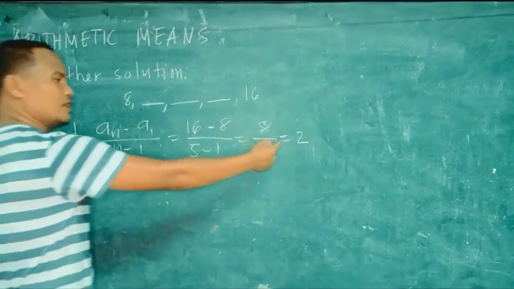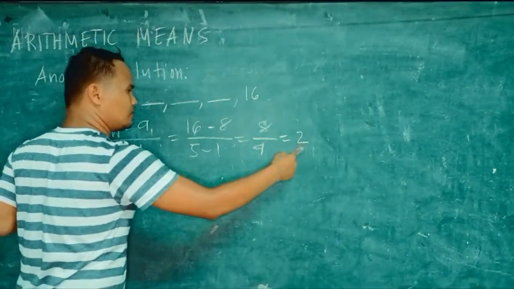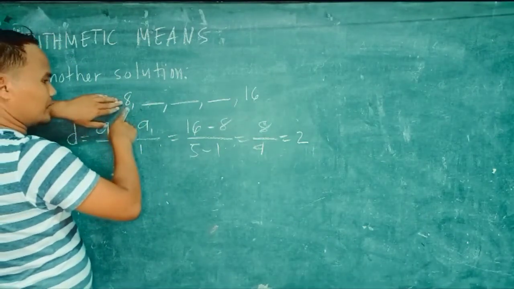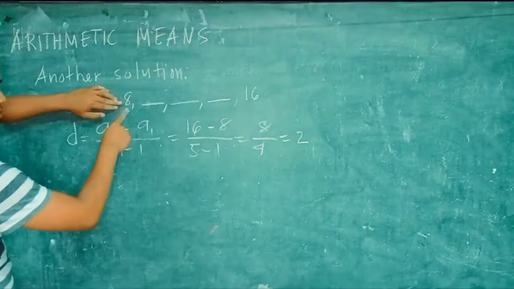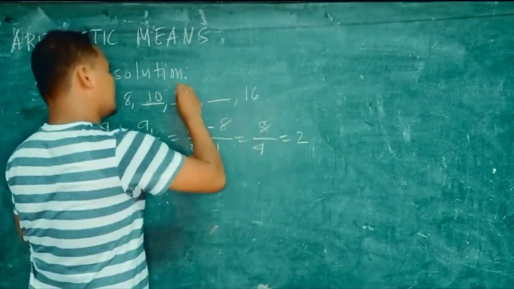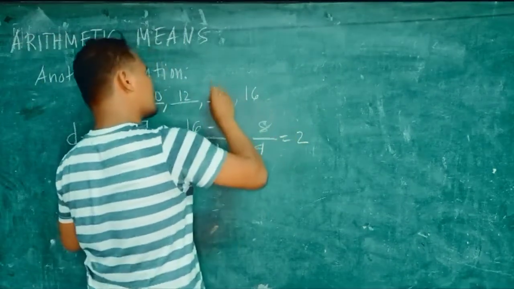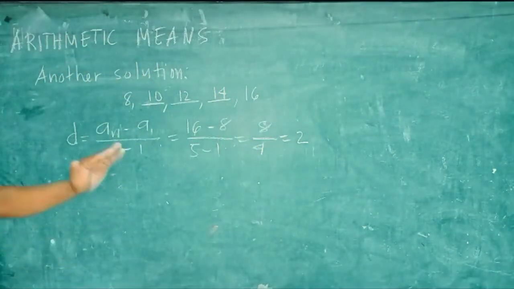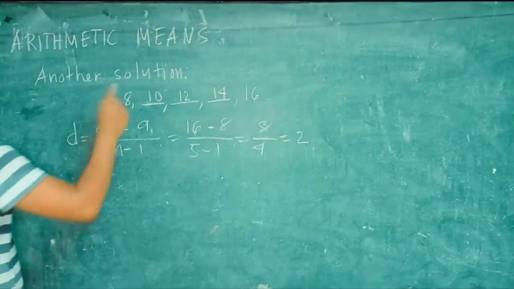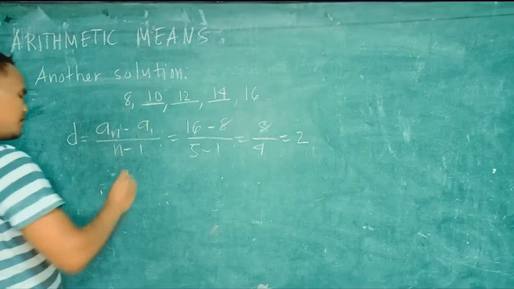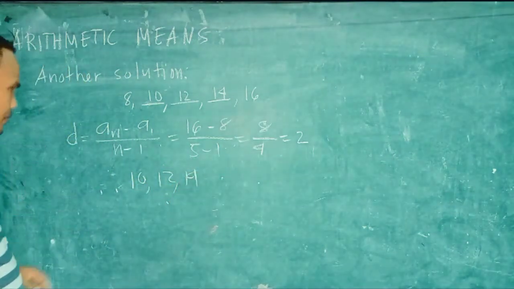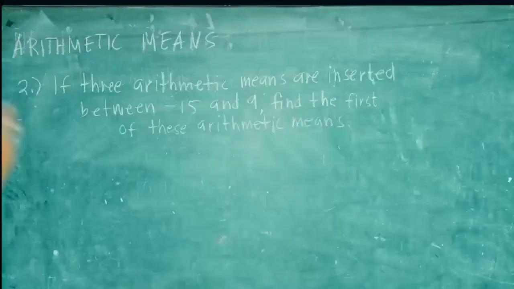Since we already know the common difference, we can get the term next to 8. We are going to add 2 to 8. So 8 plus 2 is 10. 10 plus 2, that's 12. 12 plus 2, that's 14. That's another solution in finding the common difference. So the 3 arithmetic means between 8 and 16 are 10, 12, and 14.